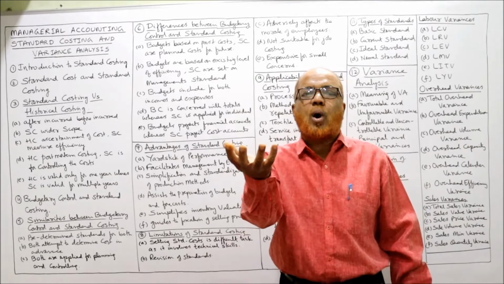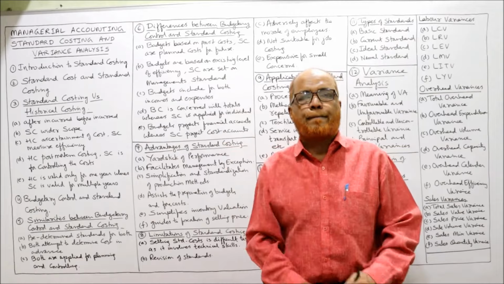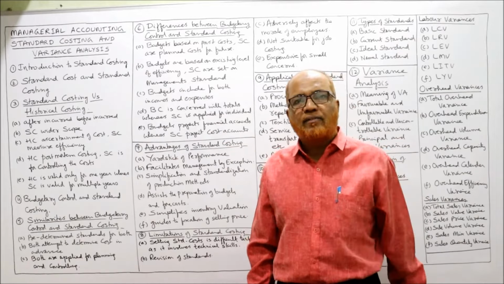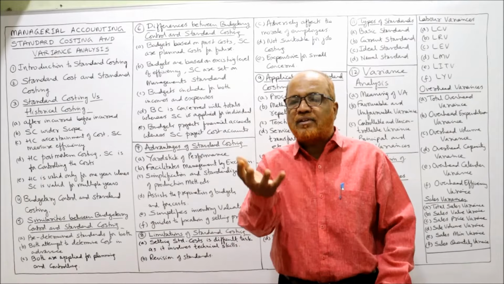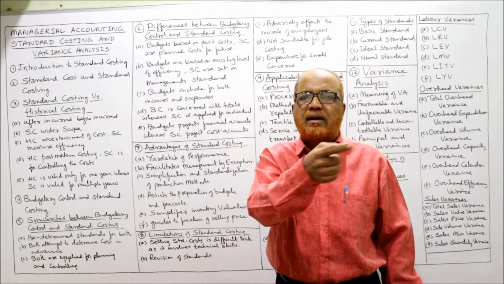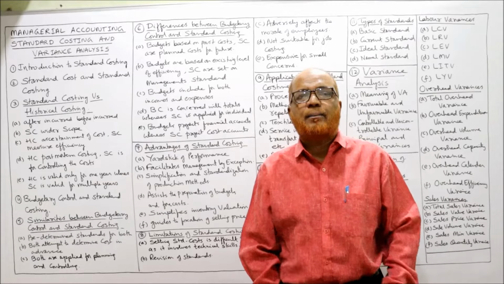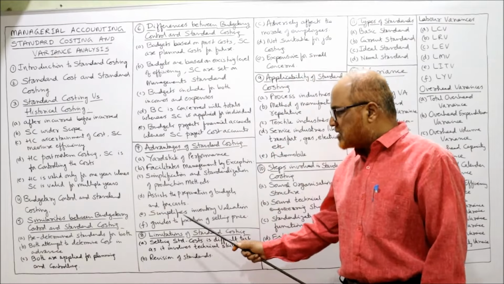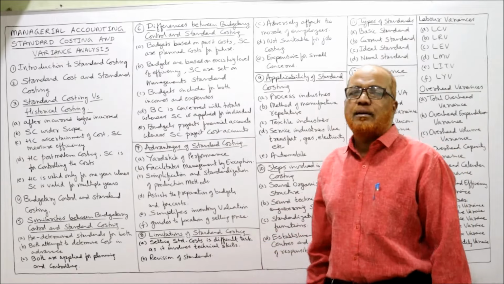Simply we want quantitative information. How much is the quantity of material in the inventory, in the godown? Simply after finding out that quantity, multiply with the standard cost given by the management. We can get the value of the inventory. That is the advantage. Last, guides to fixation of selling price.